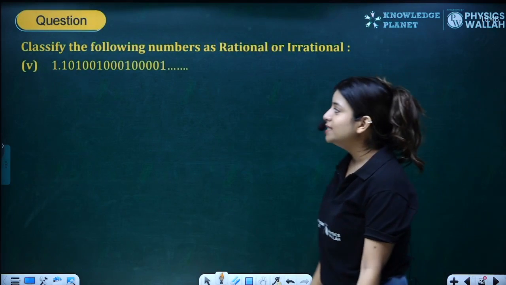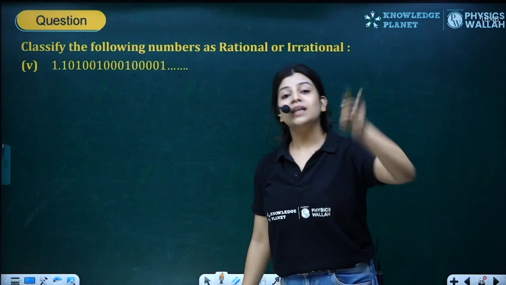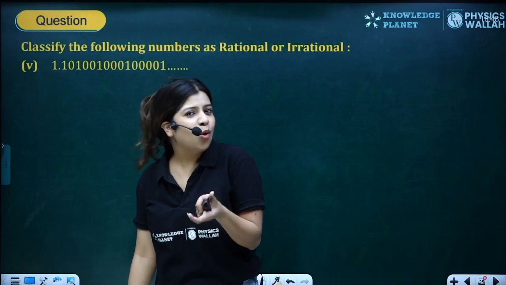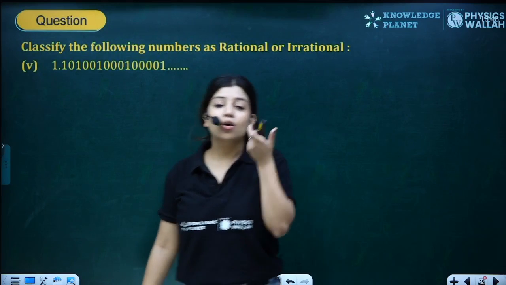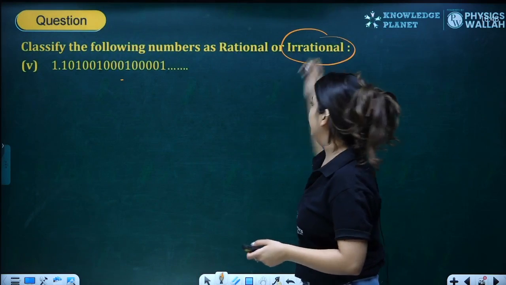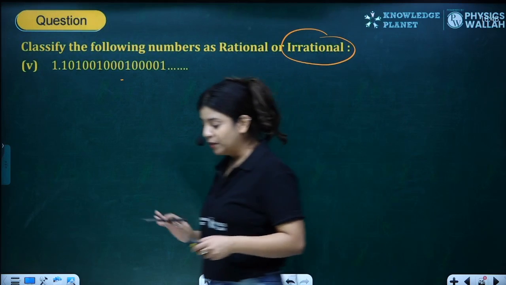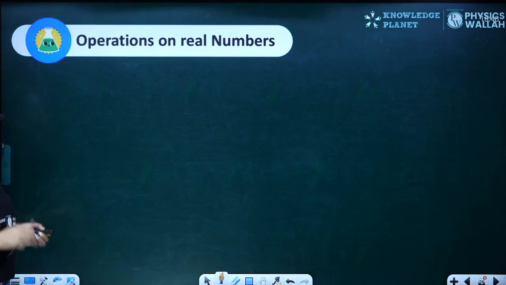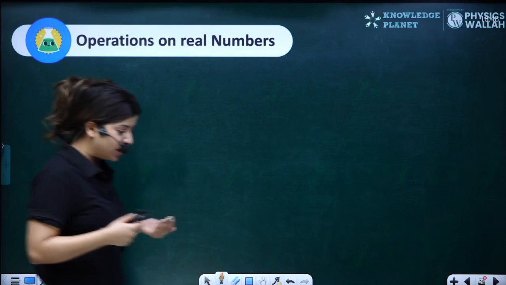Now this is 10, 100, 1000. So again we can see no digits are repeating, no pattern is formed, no group of digits is repeating. So such a decimal expansion is of an irrational number. I hope this thing is clear with everyone. So let's move forward to the next part, that is operations on real numbers.